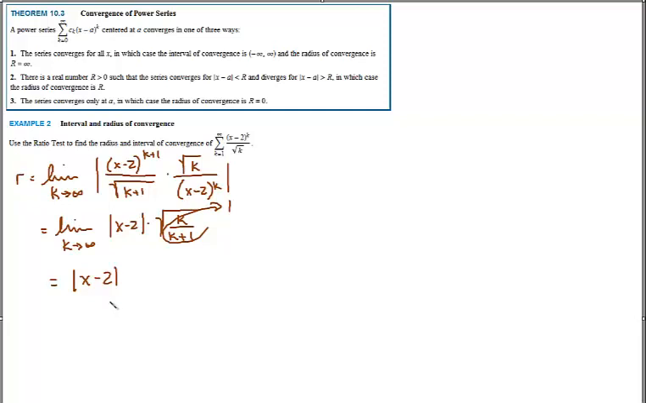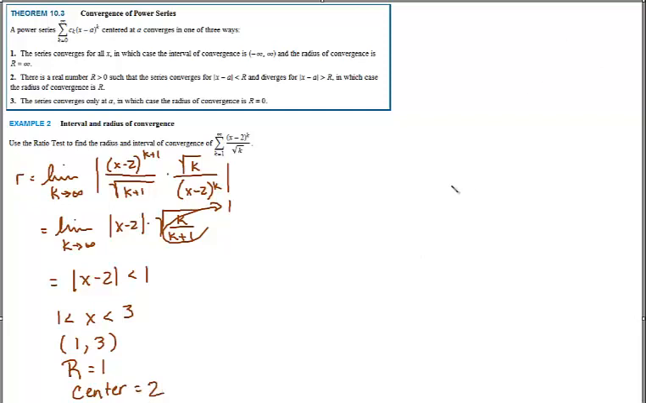Now, for this series to converge absolutely, I know that my ratio must be less than 1, which then means that my x must be between 1 and 3. Therefore, my radius of convergence, so here's my interval, 1, 3. My radius is then equal to 1 with my center equal to 2.